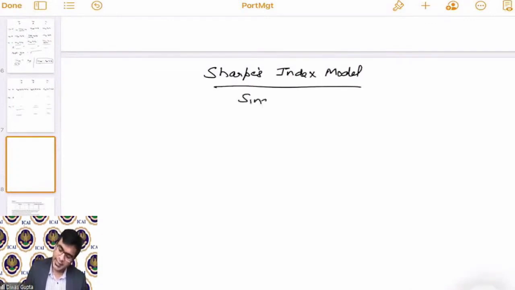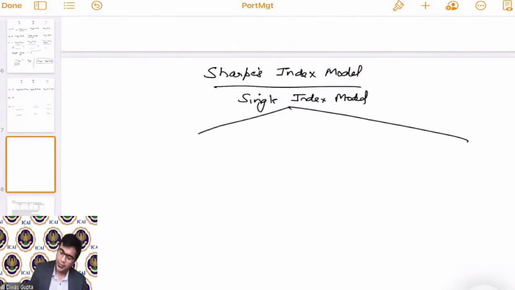This is also called the single index model. Let us first understand what this model says, and then we will compare both Markowitz and this model to understand better what the two objectives of both of them are. Now, till now we have been discussing risk and return everywhere, whether it is a security, a portfolio, or any particular type of study.